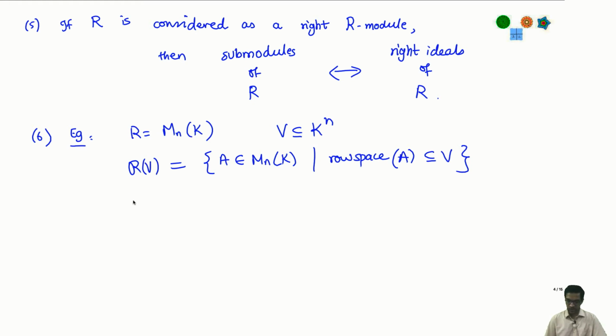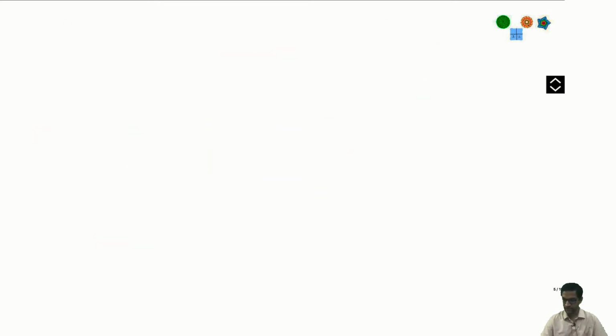So let me just talk about the row space for the moment. I'm just looking at left ideals. So this is in fact a left ideal. So in other words, it's a submodule. Okay, so this I recall from the previous lectures. So that gives you an example of a left submodule of the ring of matrices acting upon itself on the left.